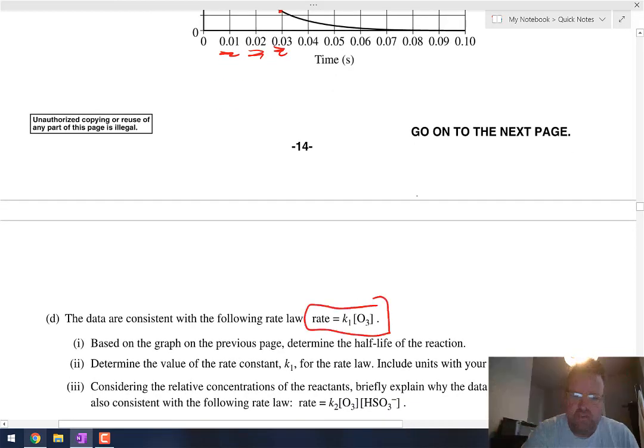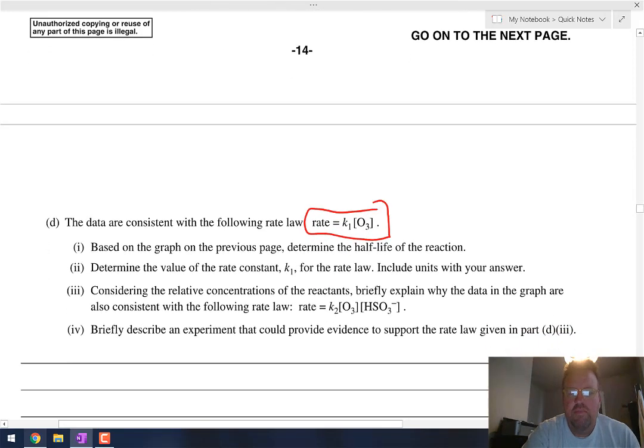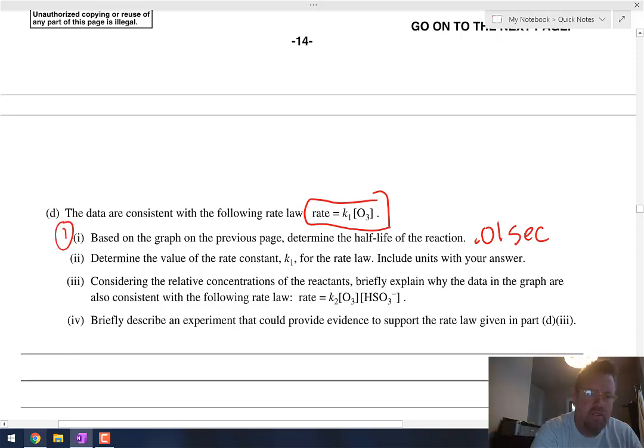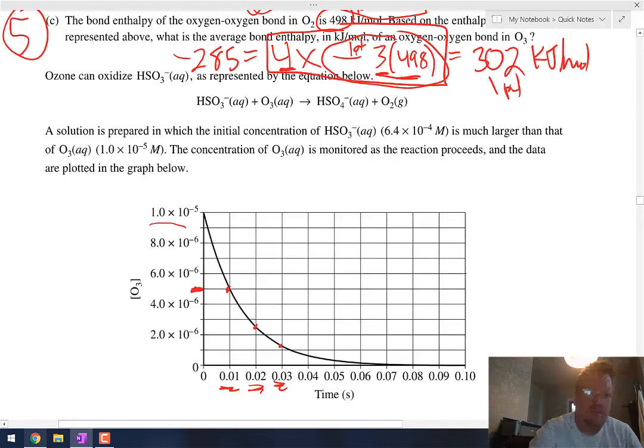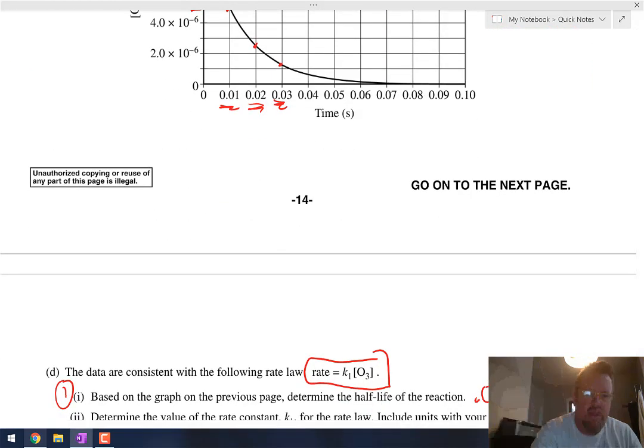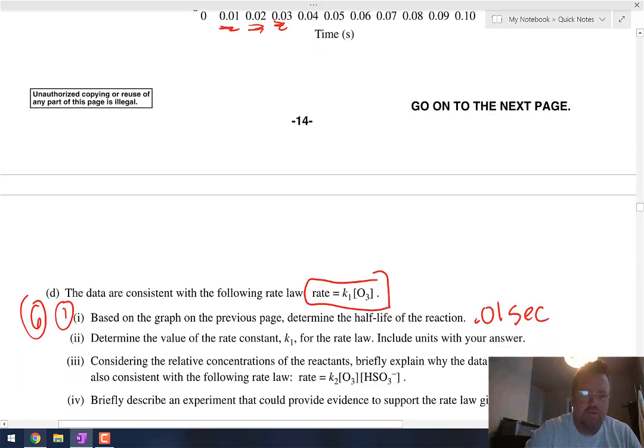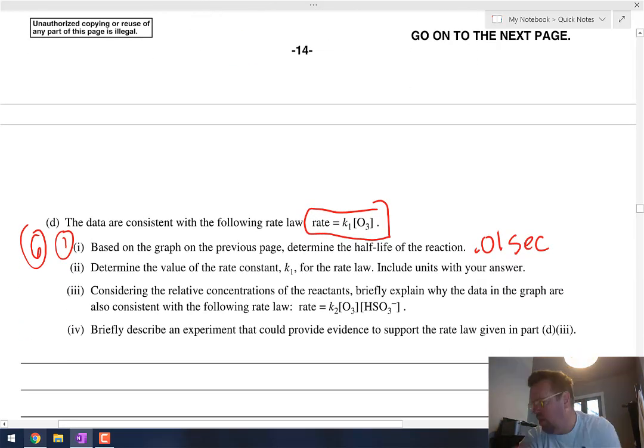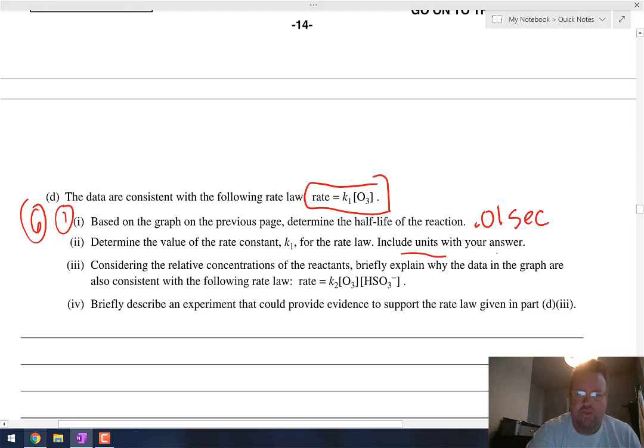We also know it's first order because they give us the rate law here, and that rate law does have O3 to the first power, so that's another reason it's first order. So determine the half-life of the reaction. It is 0.01 seconds. Okay, and that is a 1 point response there. So we were up to 5 points, so now we are up to 6 points through D part 1. Okay, D part 2 says calculate the rate constant, and include units with your answer.